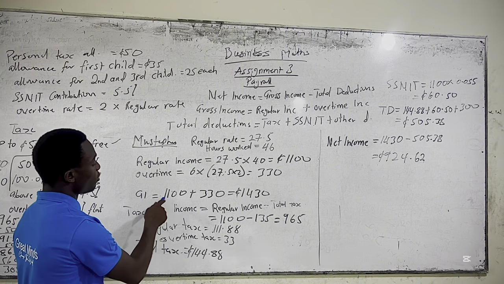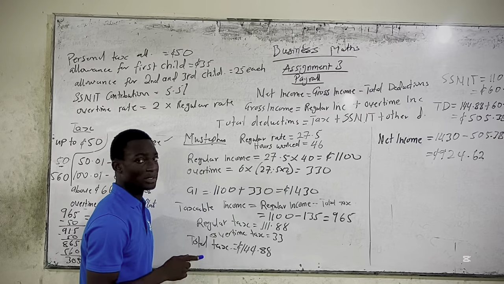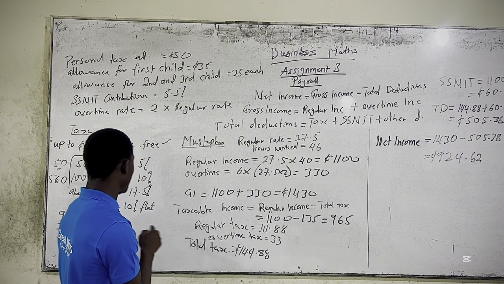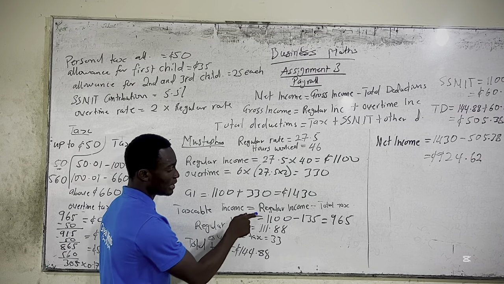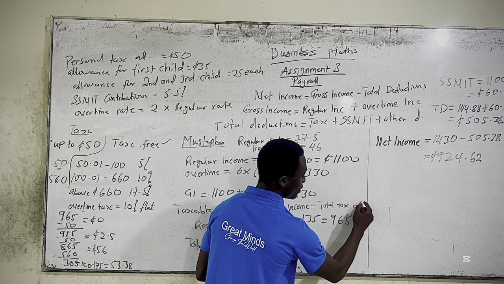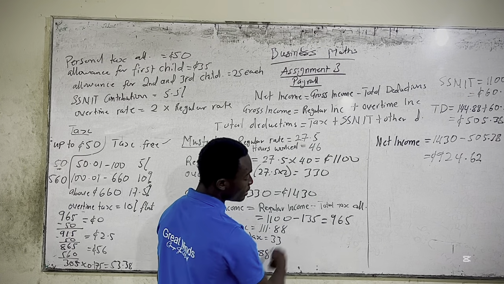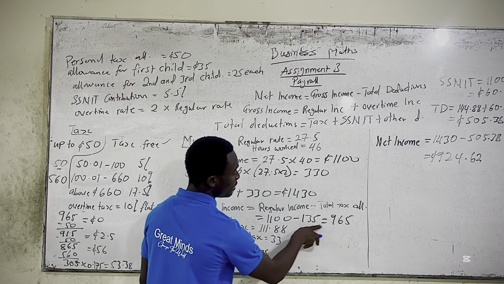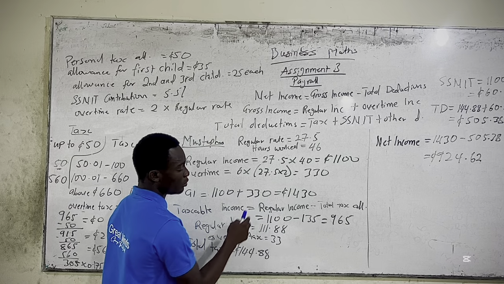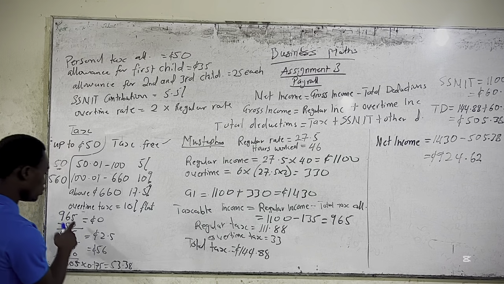Therefore our gross income is going to be what? 1,100 plus 330, going to give us what? 1,430. And then we come to our taxable income, that is regular income minus total tax allowances. So that is 1,100. Then because he's getting all the tax allowances, he's going to get what? 135 minus what? The regular income minus 135. That is 965, and we use that to work for the tax.